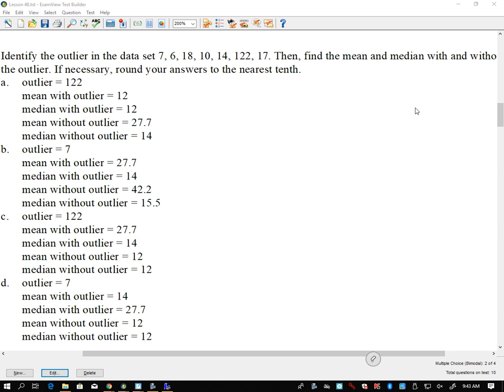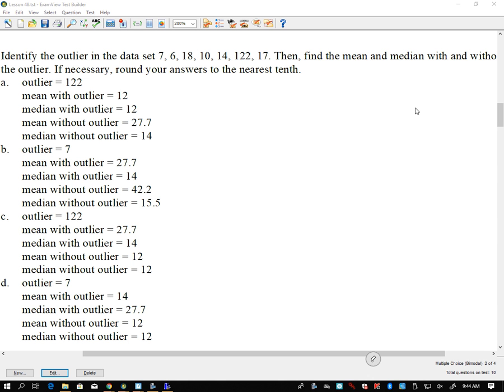Basically the rest of this keeps going on, but let's look at this real quick because it includes something that we haven't actually done yet, which is an outlier. What number is my outlier? 122. It says identify the outlier. We've done that. The outlier is much bigger or smaller? Much larger. It says then find the mean and median with and without the outlier.